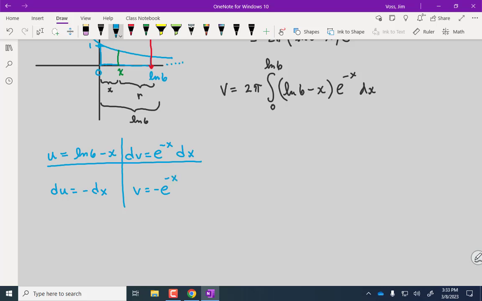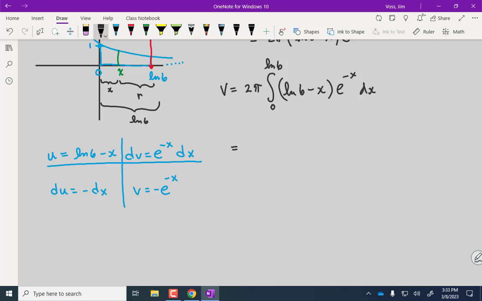Make sure all four corners of that grid make sense. Everything makes sense there? How is it du equals negative dx? The derivative of natural log of 6 is 0, because natural log of 6 is a constant. Oh yeah, that makes sense.